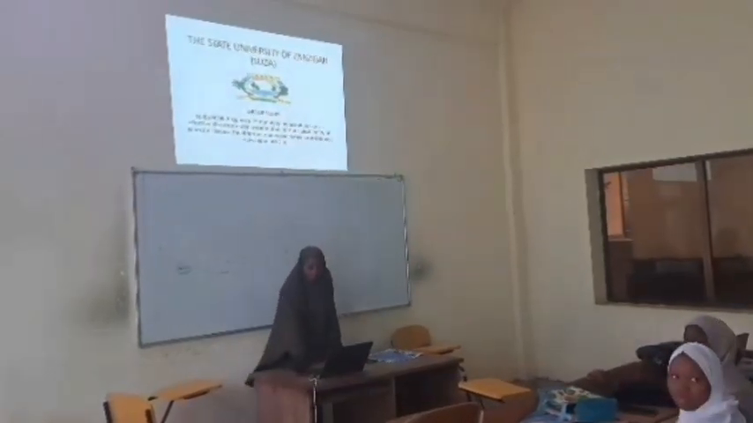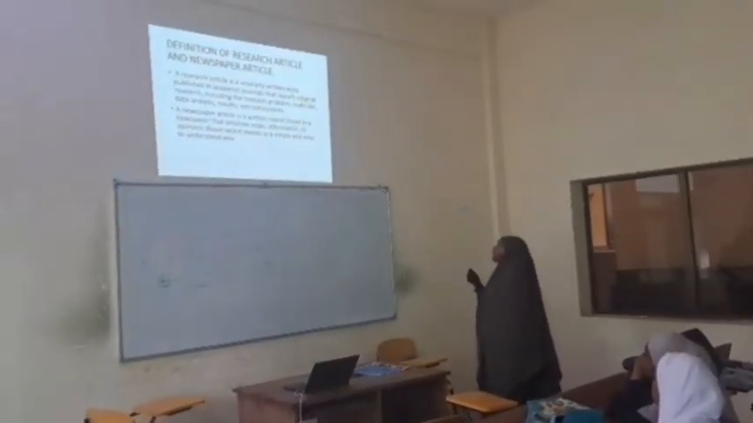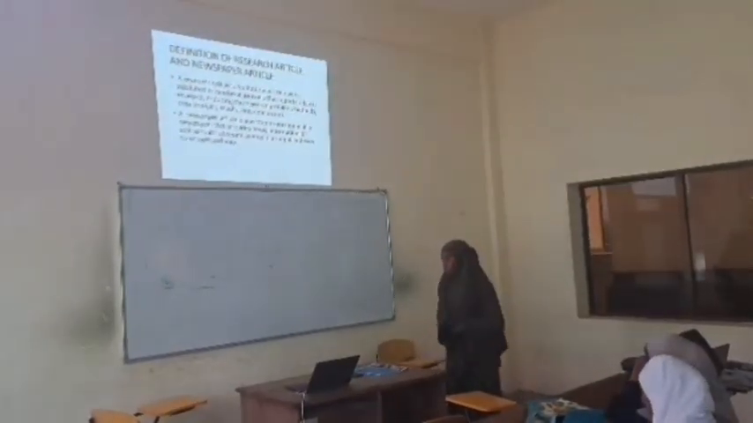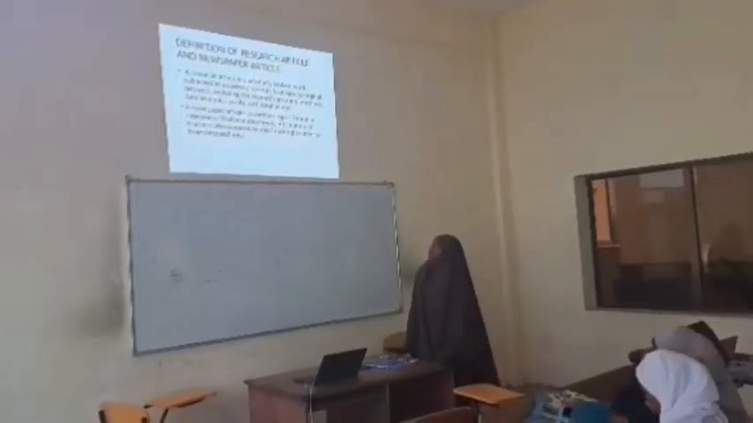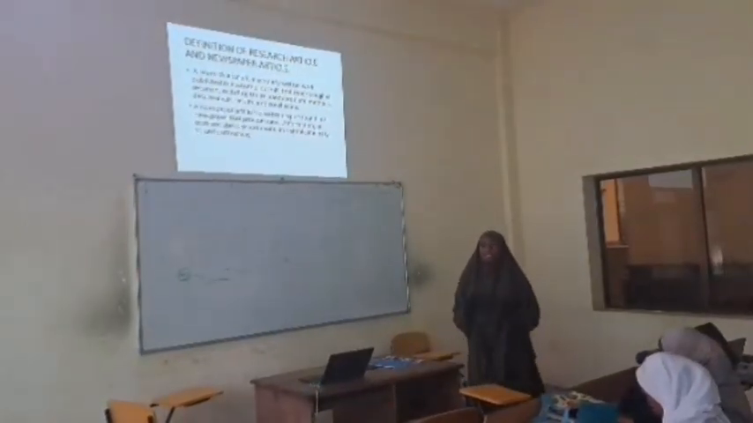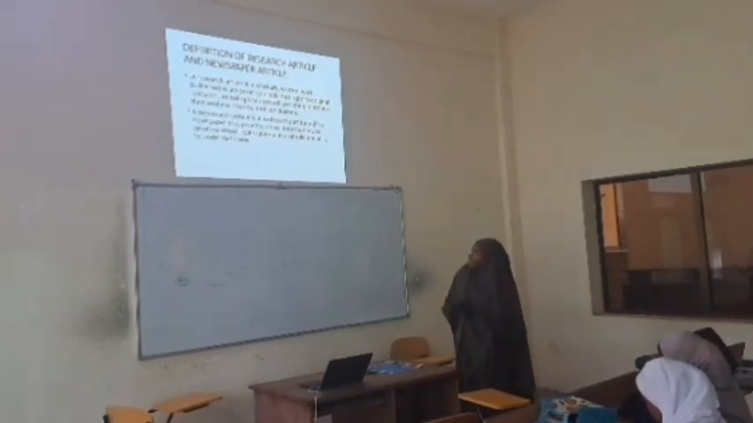A research article is a scholarly work published in an academic journal that reports original research, including the research problem, methods, data analysis, results, and conclusion. So a research article must have a method that is used to collect data, sources, and make analysis.